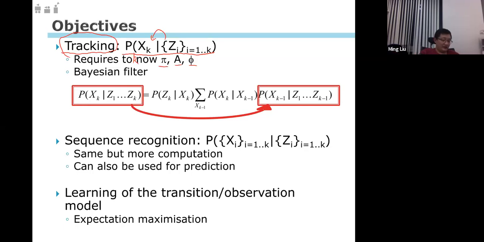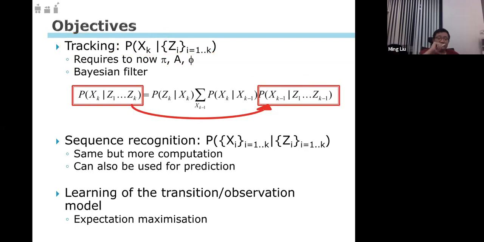As for the Bayes filter, we know this is similar to what you learned as localization. Given all the previous observations, I want to know the current position. So you can solve that using a recursive algorithm. We already know this.